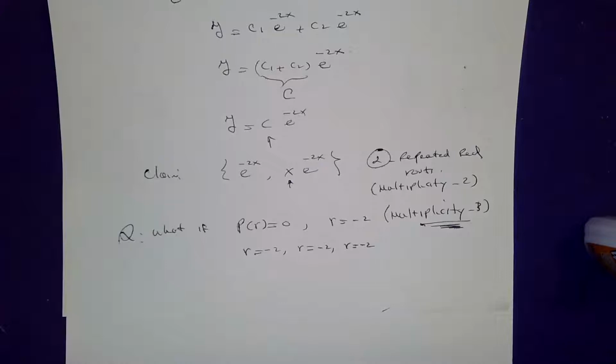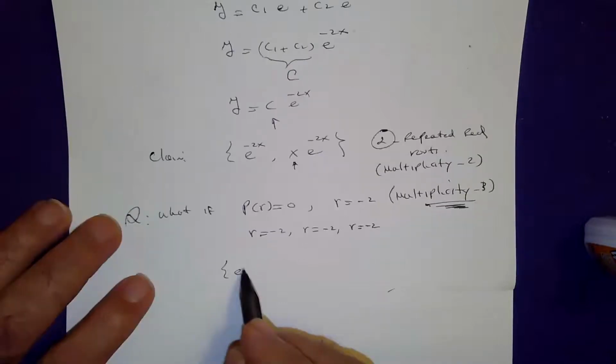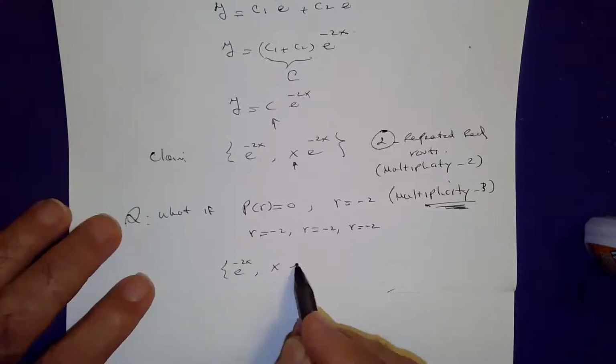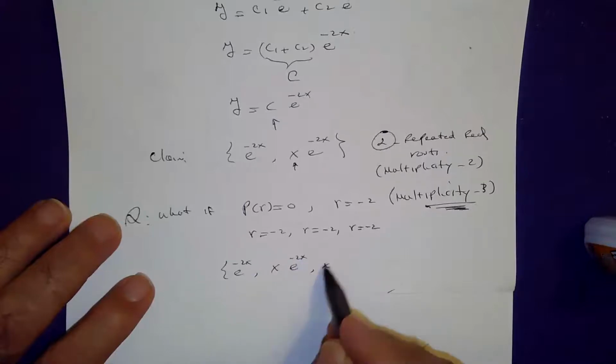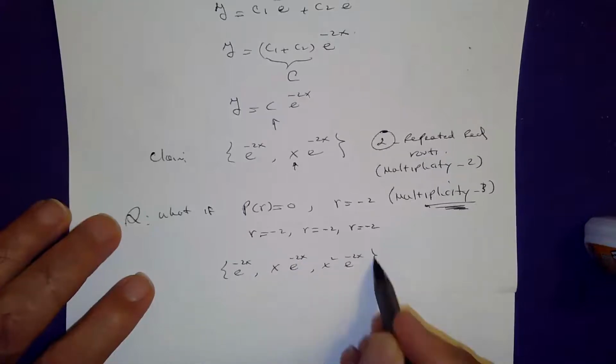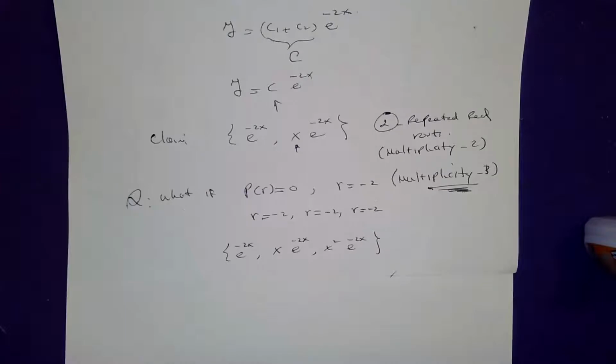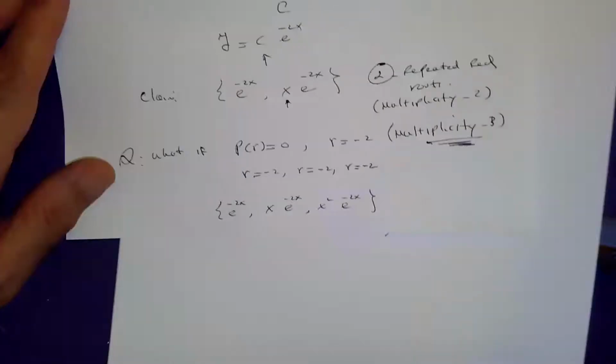Yes. So it will be e to the negative 2x, x e to the negative 2x, x squared e to the negative 2x. There you have it. Okay, do you see it? So let's generalize the formula, shall we?